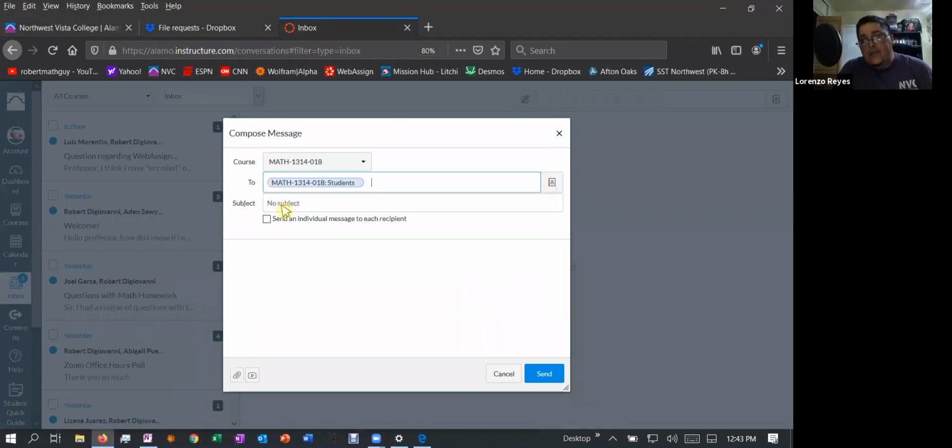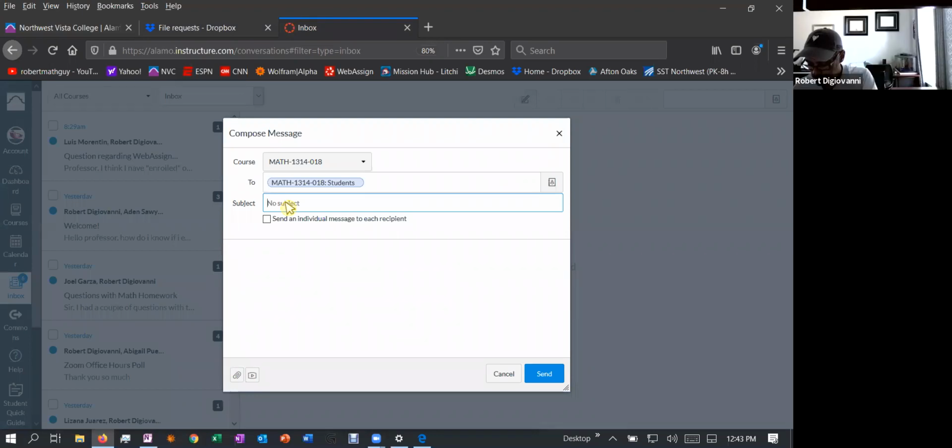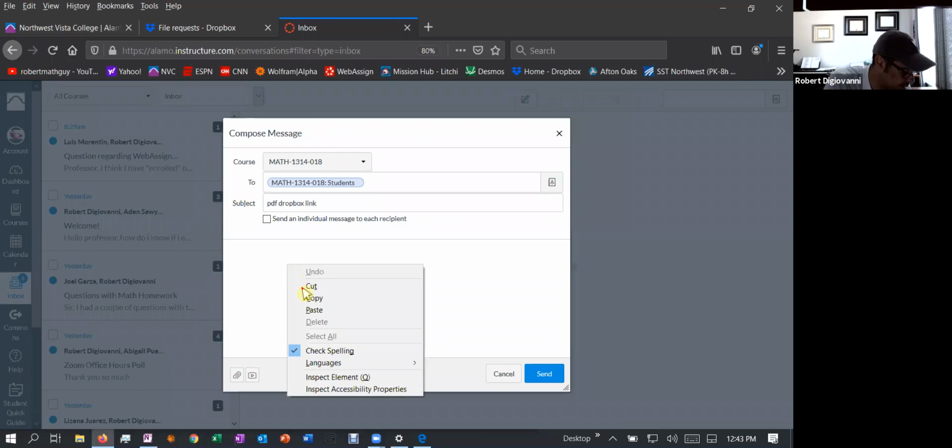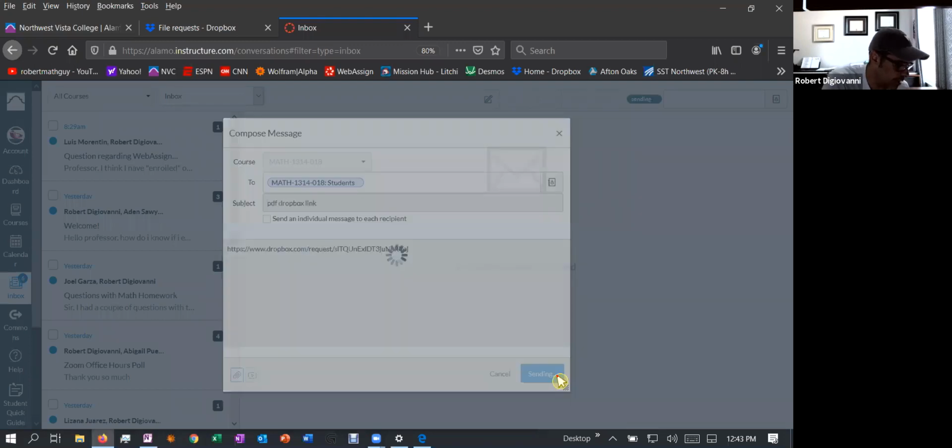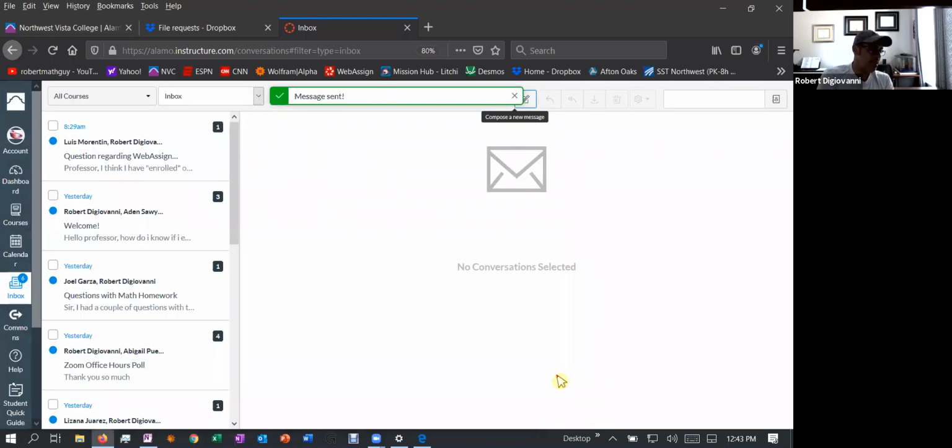I use Adobe Scan, and that does it. Okay. That makes it a PDF right away. Okay. Dropbox link. Okay, there we go.